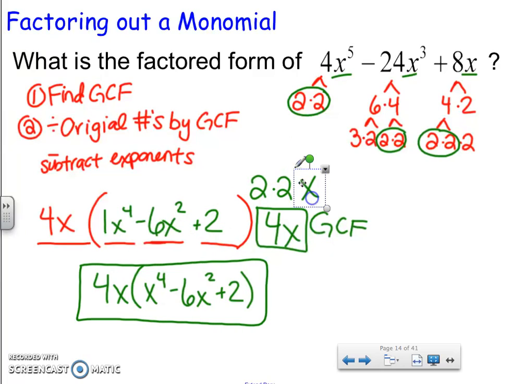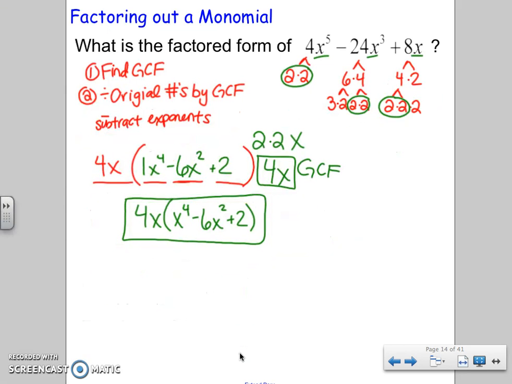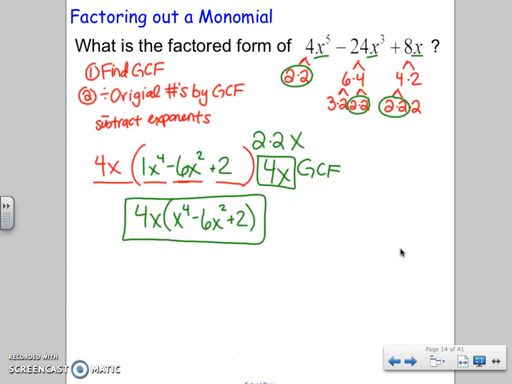Okay, so we're working backwards from the distributive property. Now if you want to check your work to make sure you're right, you can multiply it out. So what we would do, alright, so if I were to multiply that out to check my work, I would get 4x to the 5th, because I add my exponents when I multiply. I would get negative 24, and I had 3 x's. And then I would do 8, and then there was just 1x. Okay? So I know I'm right because when I multiplied it out, I got exactly what I had up here.